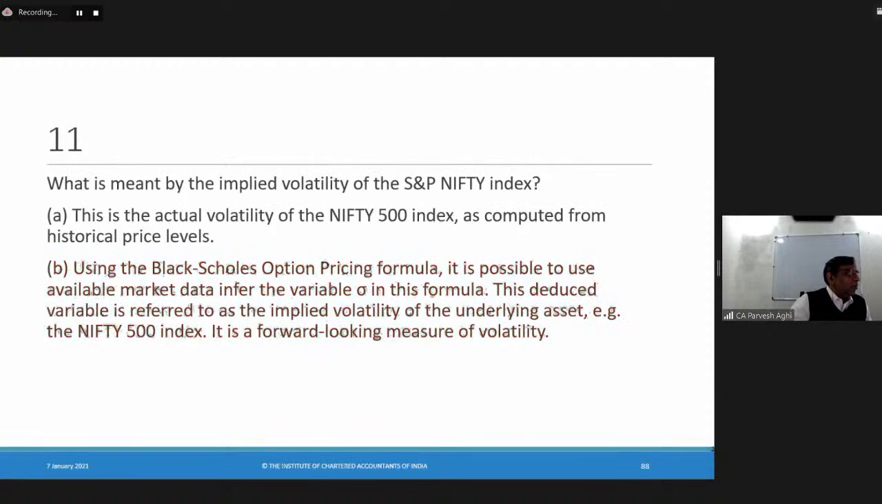I'll just be talking about one question, the last one, and then I'll come back to this. What is meant by implied volatility of the S&P Nifty index? Is it the actual volatility of the Nifty 500, or Nifty 50 rather?